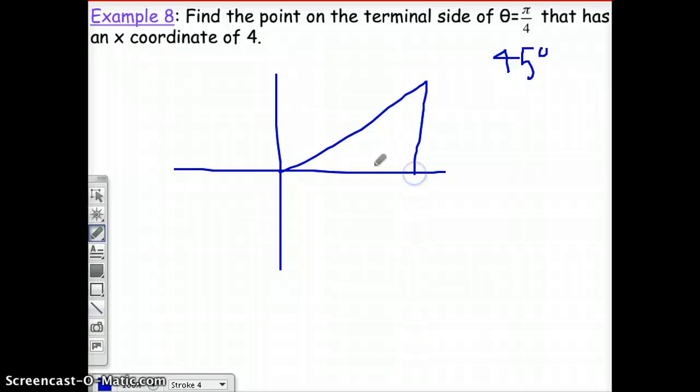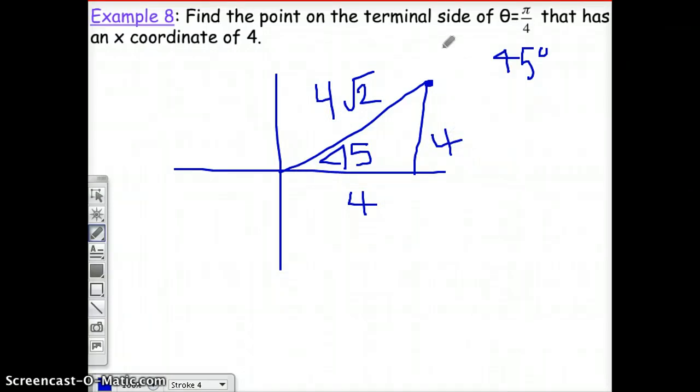So sketch it. Now, if I fill in my ratios as 1, 1, root 2, that will give me an x-coordinate of 1. They want me to have an x-coordinate of 4. So I need to multiply everything by 4 to keep things in proportion. So 4 root 2, 4, and 4. So my answer is 4, comma 4.